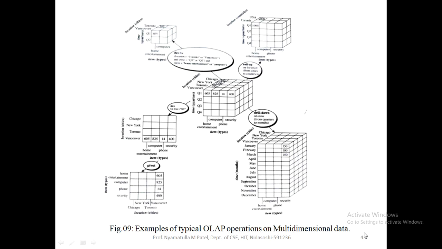This is multi-dimensional data, and this table contains the item types, this contains the location cities, whereas this also contains the location cities, and this is location with respect to countries, and this is the item types, and this is also item types. Here we have cities, here we have months, and on this side we have the item type.